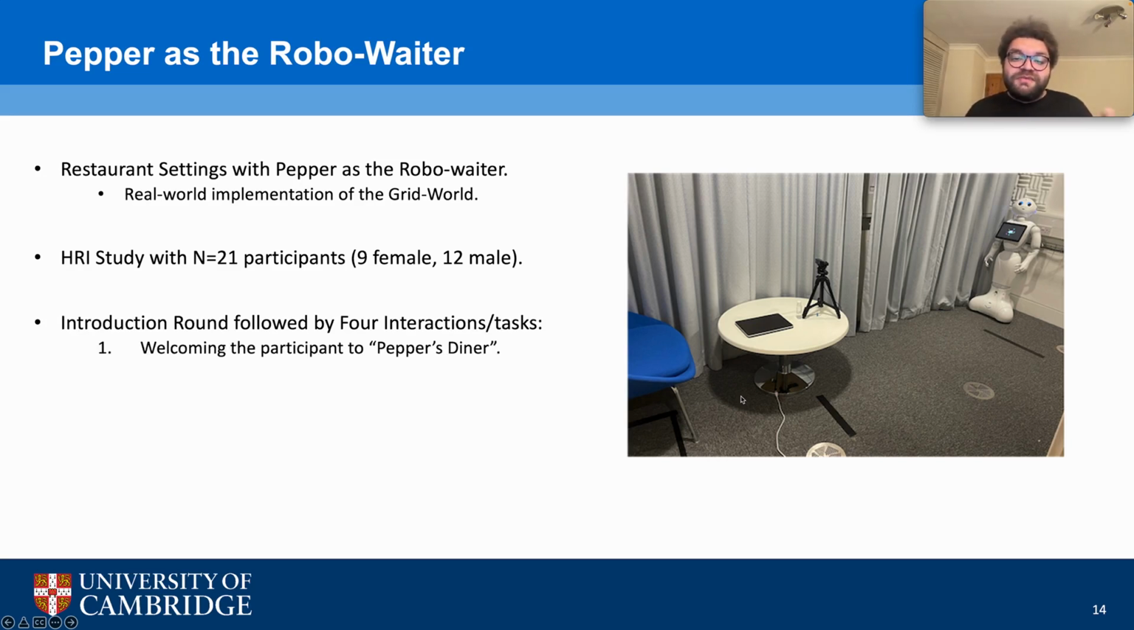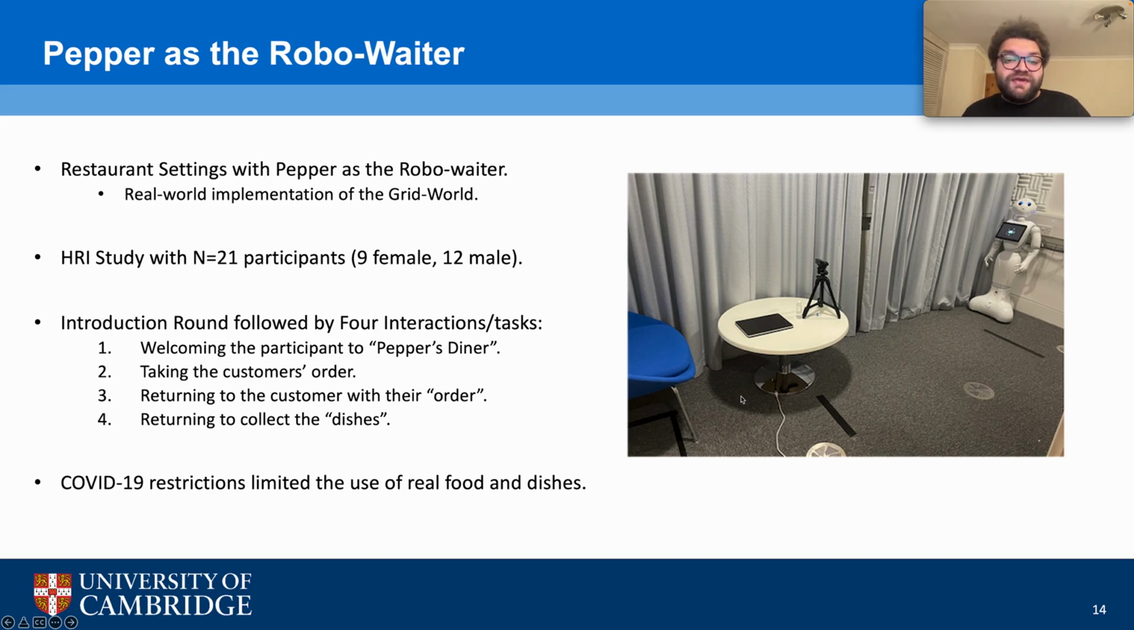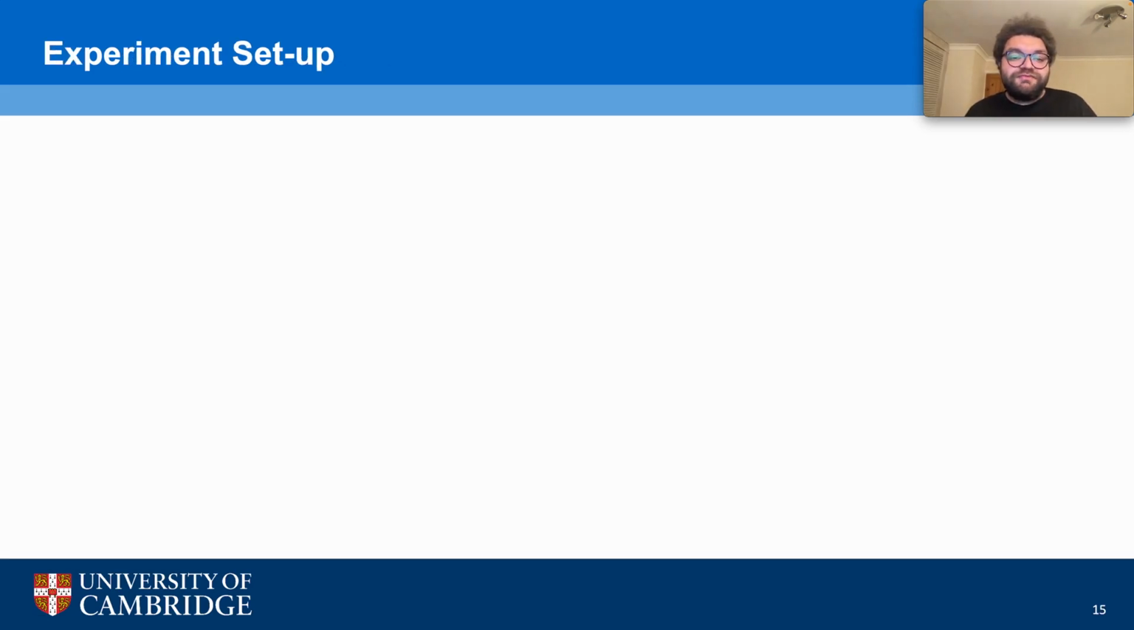Firstly, Pepper welcomes the participants to the restaurant, takes their order from a menu of options, goes away and returns with their order, and finally returns to collect dishes and receive feedback. Since at the time of the study, COVID-19 restrictions were in place, no actual food or dishes were used, and instead the whole scenario was acted out with the participants.